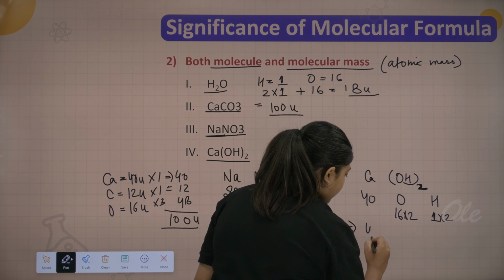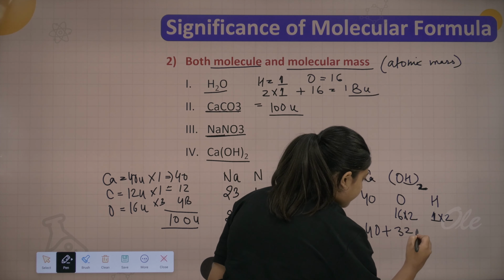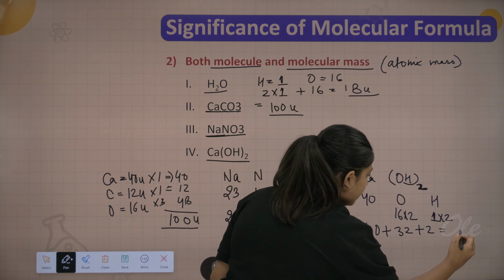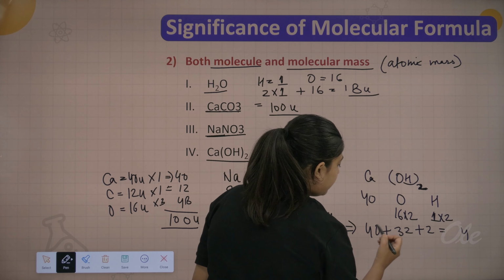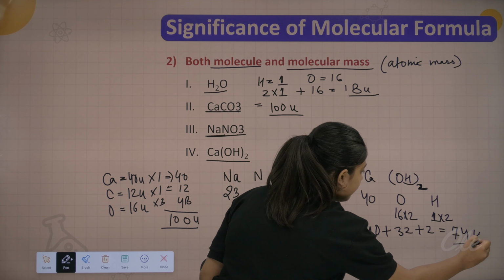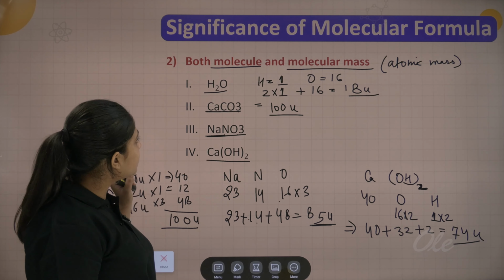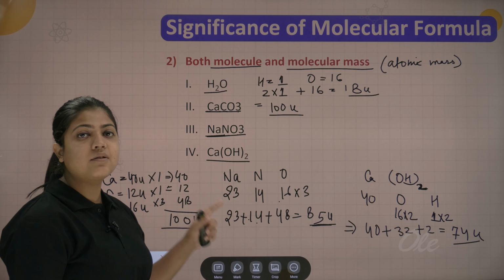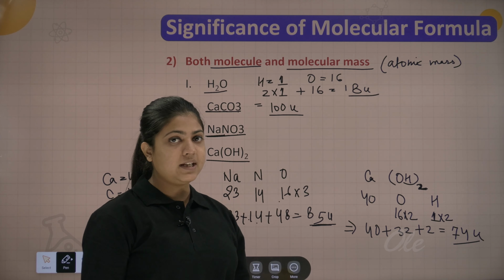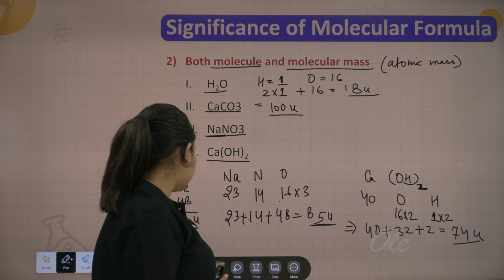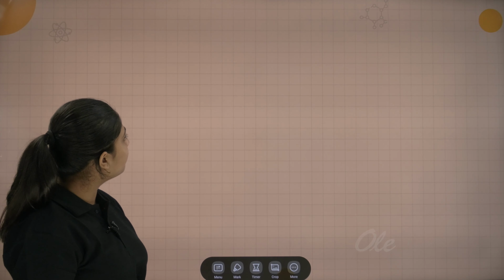So it will be 40 plus 32 plus 2, that will be 4, and 3 plus 4, that is 7, so 74 unified mass. Okay, so this is how you can even calculate the molecular mass from the given formula. So this is one of the importance of formula.